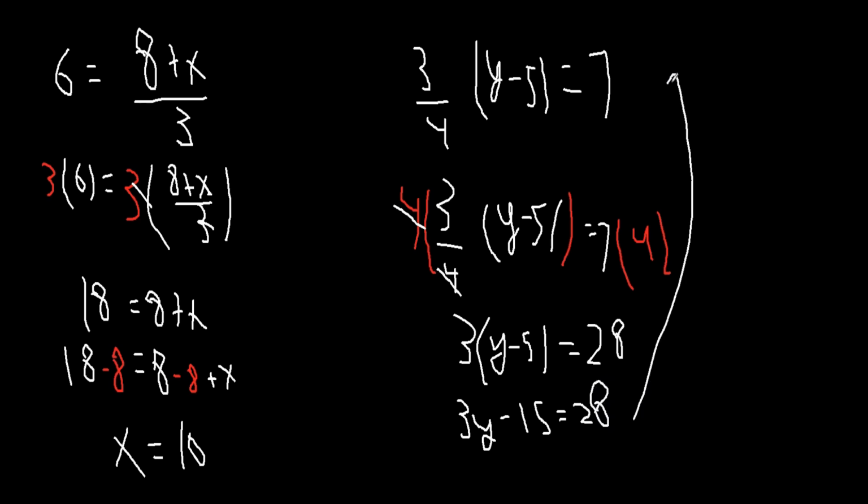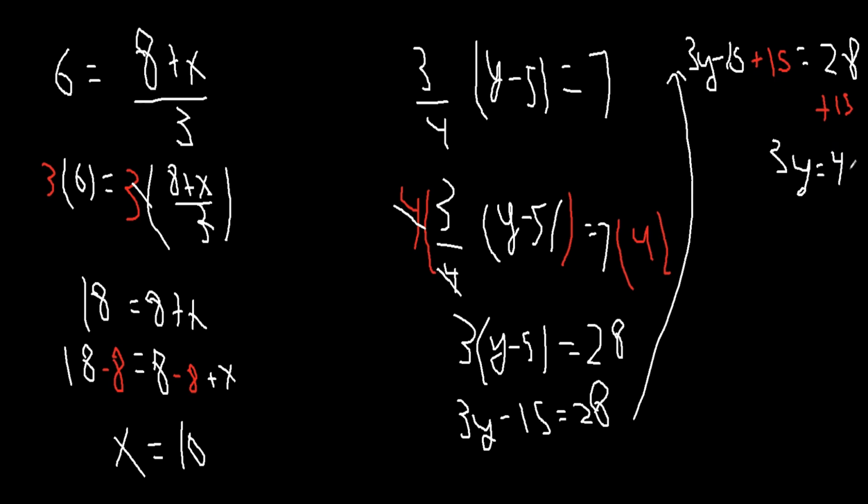So if we continue this here, 3y minus 15, we have minus 15 here, and we have to add 15, do the opposite operation. So 3y minus 15 plus 15 equals 28 plus 15. So 3y equals 43. So that's 28 plus 15.